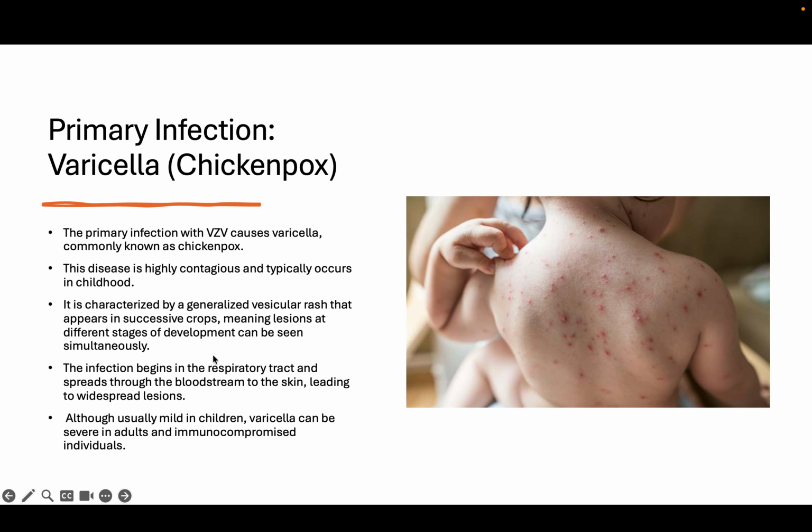Usually the infection happens in the respiratory tract, goes into our bloodstream, then to our skin. Usually it's extremely mild in children. We've all gotten varicella or chickenpox, or the majority of us have. But where it can be very dangerous is in adults and in immunocompromised individuals.